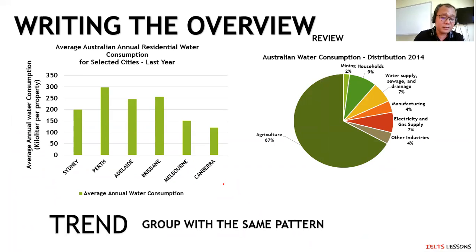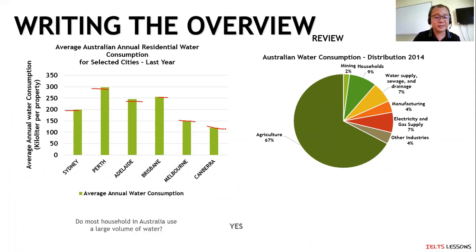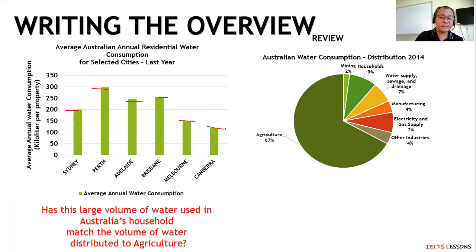The trend here means group with the same pattern. The question here is, do most households in Australia use a large volume of water? So if you check here, the answer is yes. How about relationship? How the graph is related to the other graph or to the task? The question here is, has this large volume of water used in Australia's households matched the volume of water distributed to agriculture?